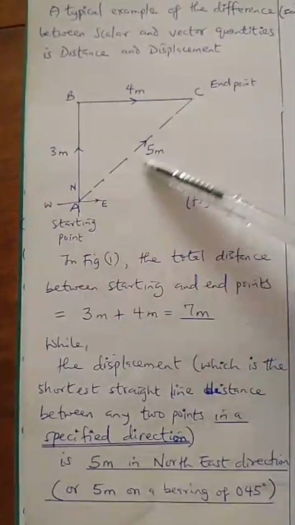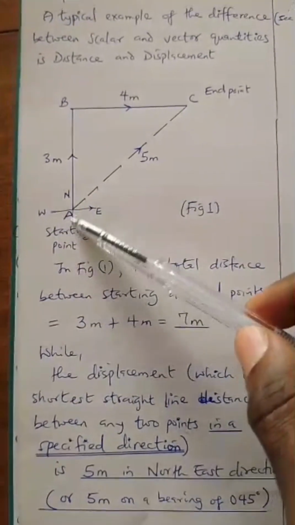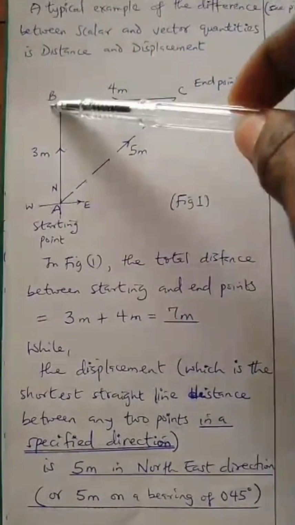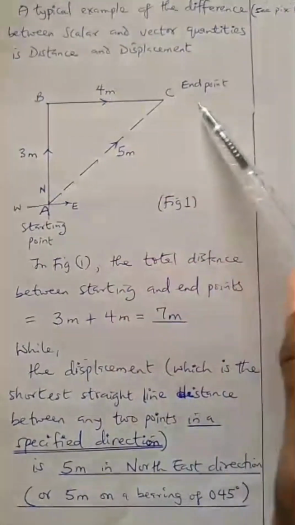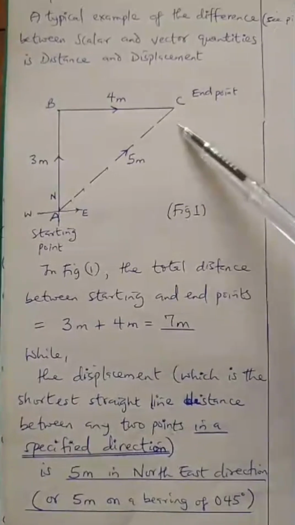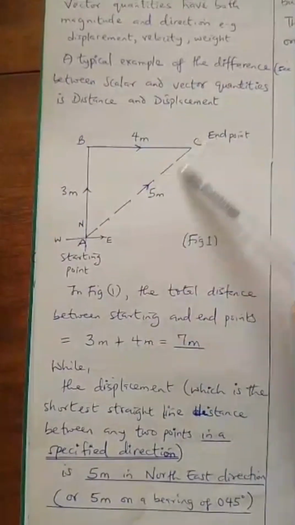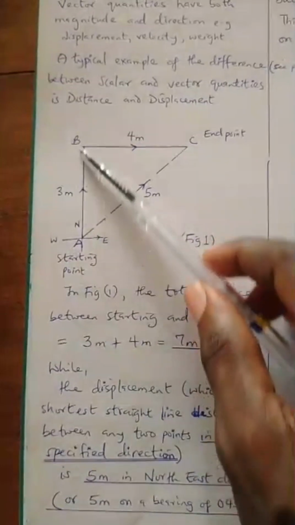So let's look at this diagram of a journey of a man. This is the starting point of the man, point A. He goes 3 meters northwards to point B. From point B he moves 4 meters eastwards. So this is his end point. This diagram shows the movement of the man's journey.